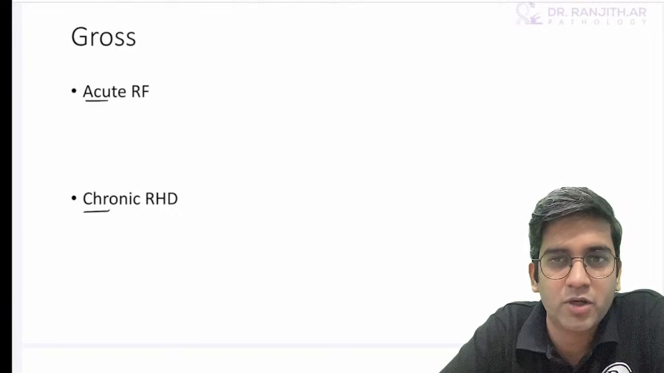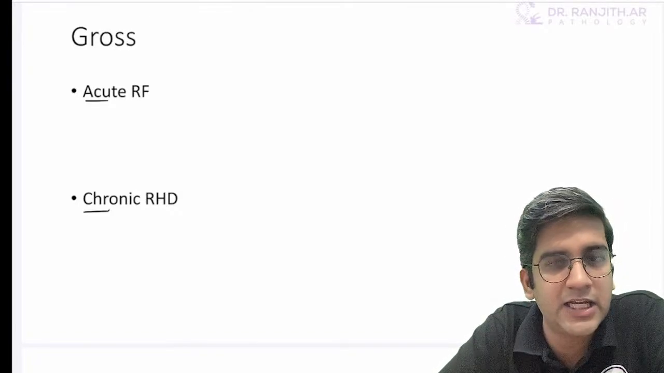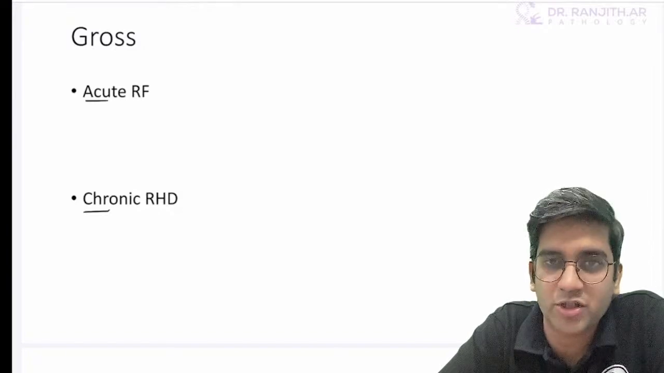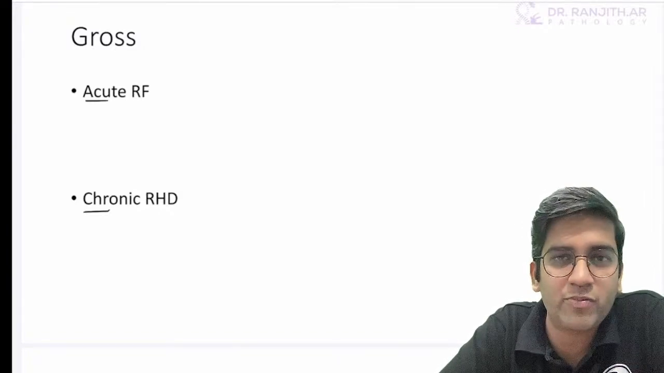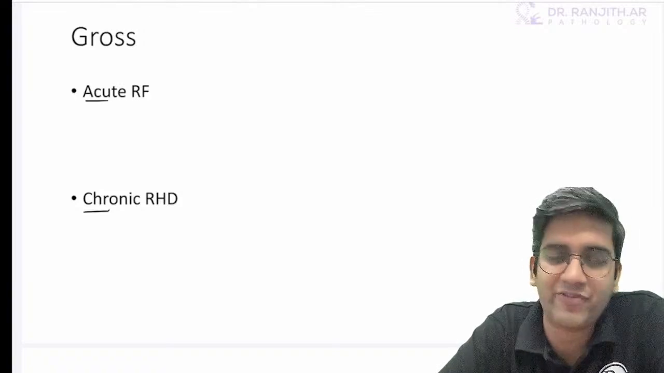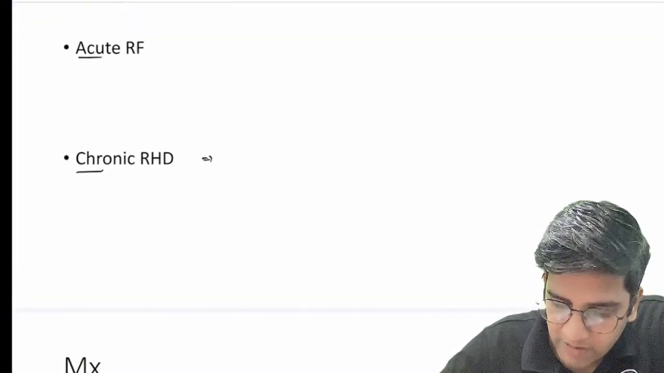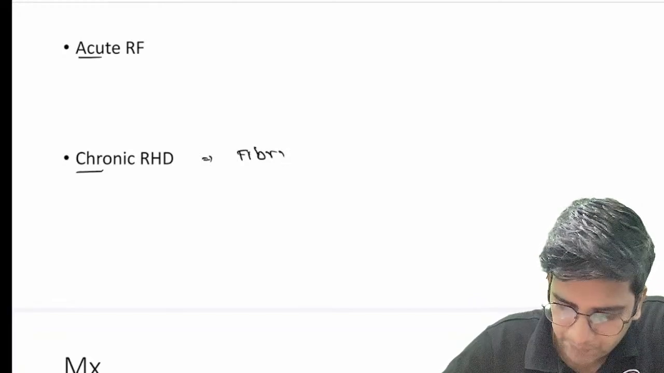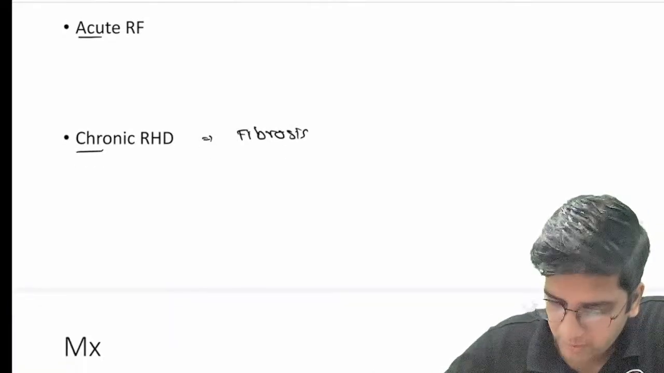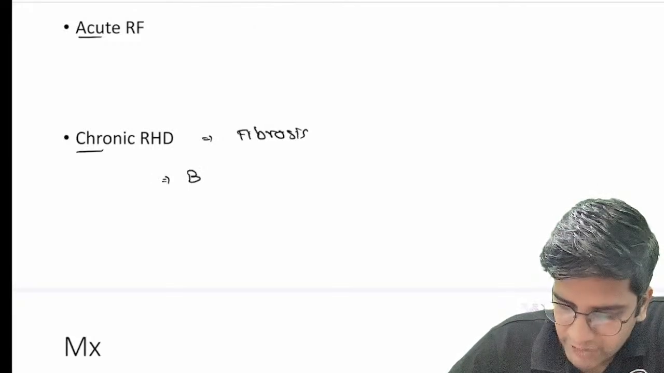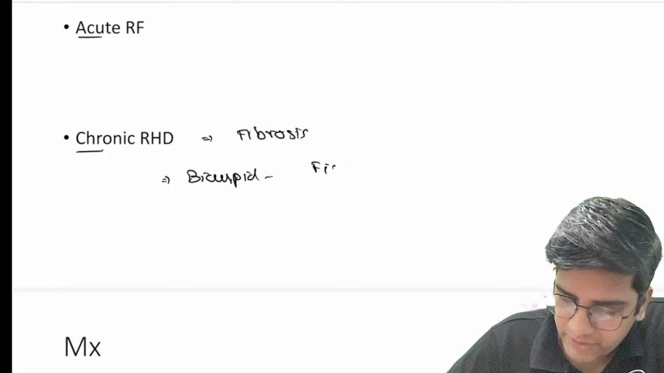Anything? Chronic, someone already said, I think Sarkar said it long back, it's the fish mouth appearance which comes to your mind, right? Chronic means by default it is fibrosis. Every chronic rheumatic heart disease or every chronic inflammation will have fibrosis, right? So by default, in a chronic rheumatic heart disease, the predominant finding is fibrosis. So fibrosis, it can result in a bicuspid valve. It can result in a fish mouth appearance.